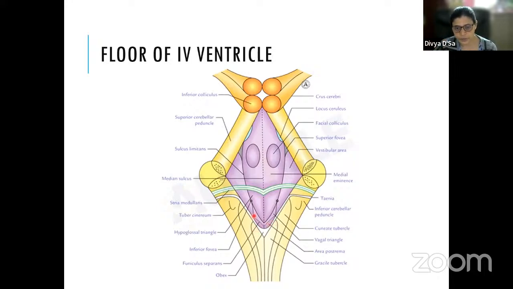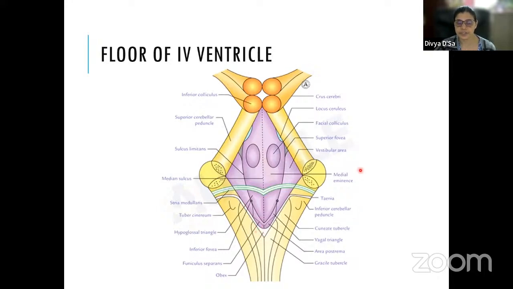Now, because the sulcus limitans moves obliquely and divides these areas, this looks like the nib of a pen. That is why it is called the calamus scriptorius. Then, the inferior lateral margins of the fourth ventricle are marked by a narrow white ridge called the tinea. Where the tinea goes down, this area we call the obex.